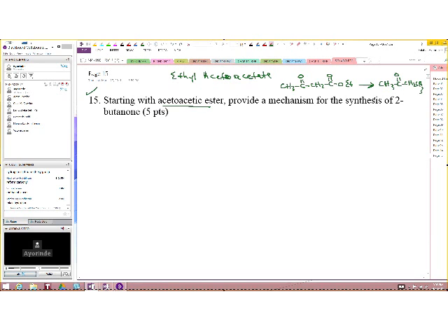Okay, so in other words, this is the acetoacetic ester synthesis. They simply want you to give the mechanism of the acetoacetic ester synthesis. Okay, so let us start, one step at a time. So I need you guys to help me out here. We start with the acetoacetic ester.